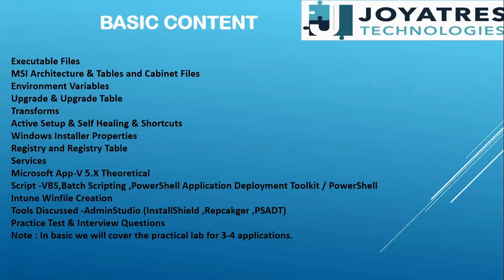Then Windows Installer properties. There are a few properties which come as part of the standard of your organization. Those properties we have to implement when we create any packages. Then registry and registry table. When we install any application on our system, we launch the application and see that it is getting launched. But inside that application, there are n number of files and registries. So the registries are very important when it comes to application packaging.